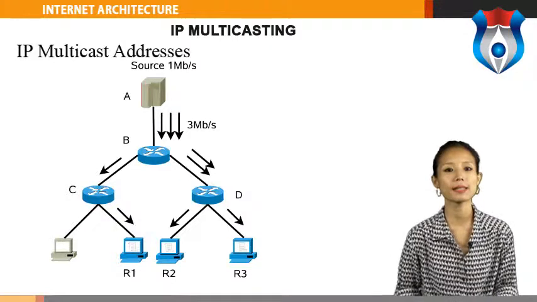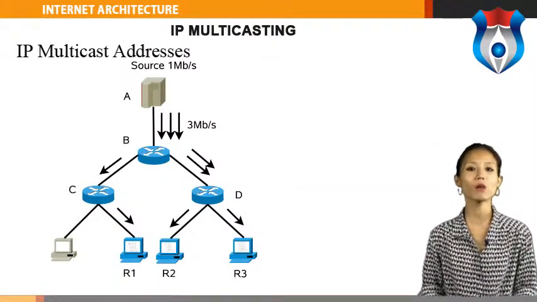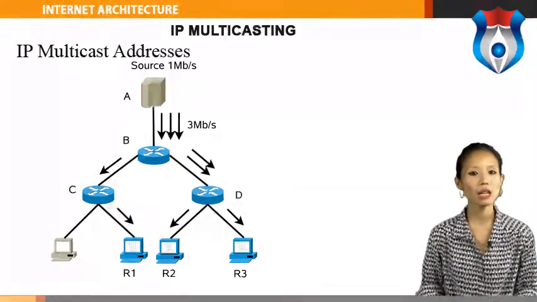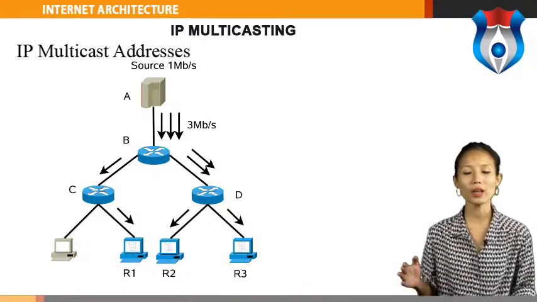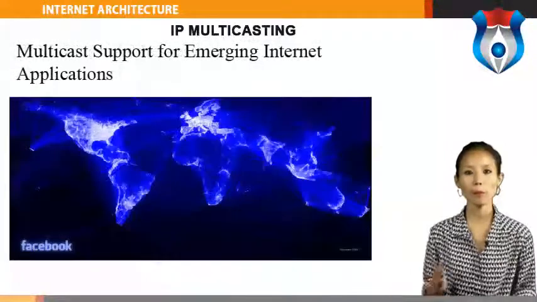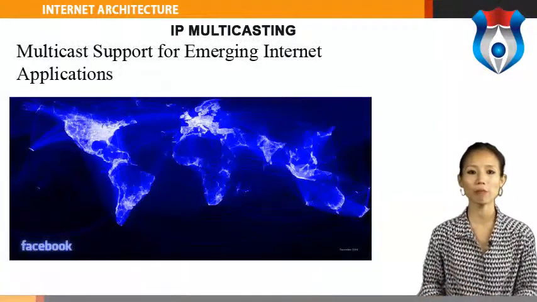Multicast addresses designate either permanent or transient multicast groups. A permanent multicast group is associated with an IP multicast address that is registered with IANA. Multicast support for emerging internet applications.